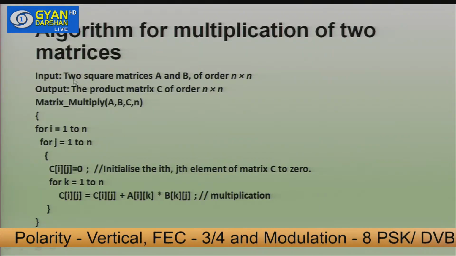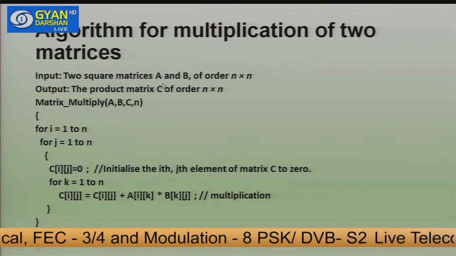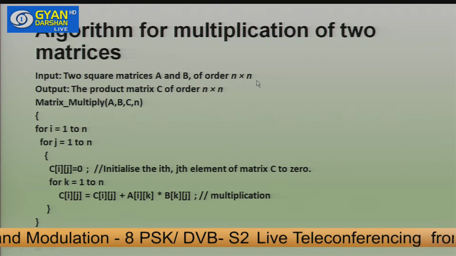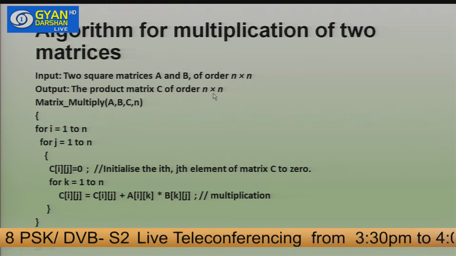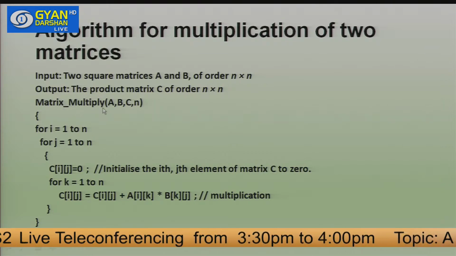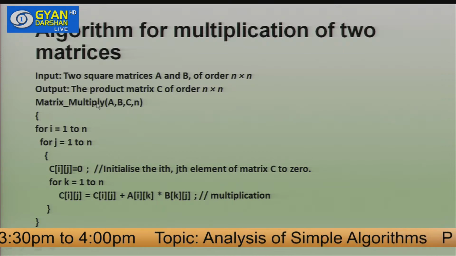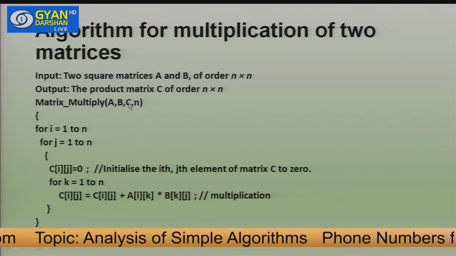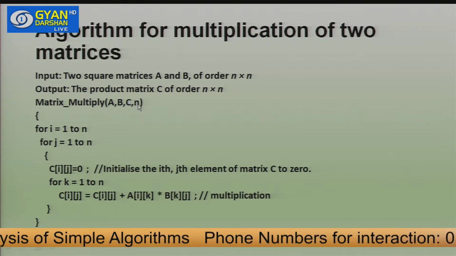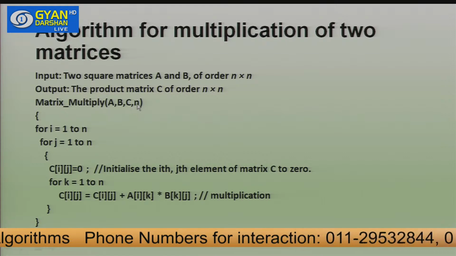Now if this is the way, then what is going to be the algorithm for this matrix multiplication? You know the method, right? But then we have to convert this particular method into a very simple algorithm. This is what the algorithm will look like. The input is two square matrices A and B of n cross n, and the output is going to be C, once again n cross n. This is a function of A, B and C, where n cross n is the size, represented by just one variable n.